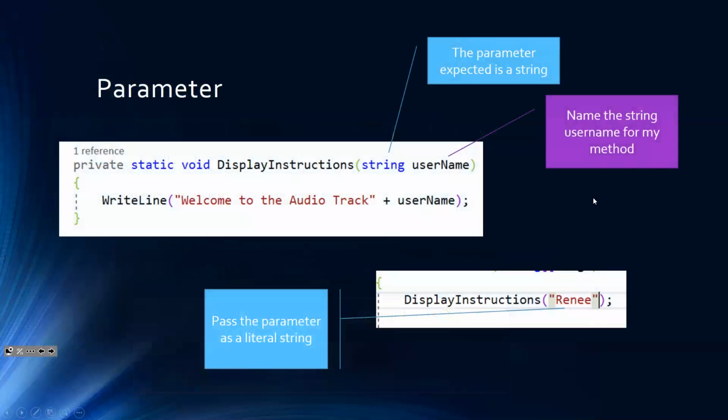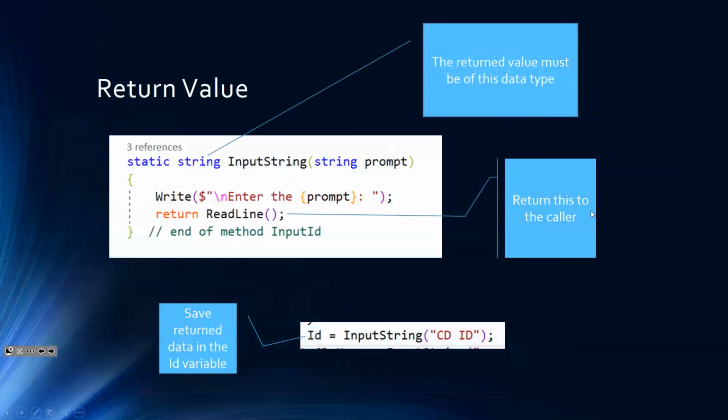Now this slide shows our parameter list, where we have to have the data type followed by the name, and passing that parameter in. Now when we have a value to return to our caller, we just use that return statement. The return value must be of whatever data type we have specified in our header. Whenever we're making a call, we're going to save that return data in a local variable.